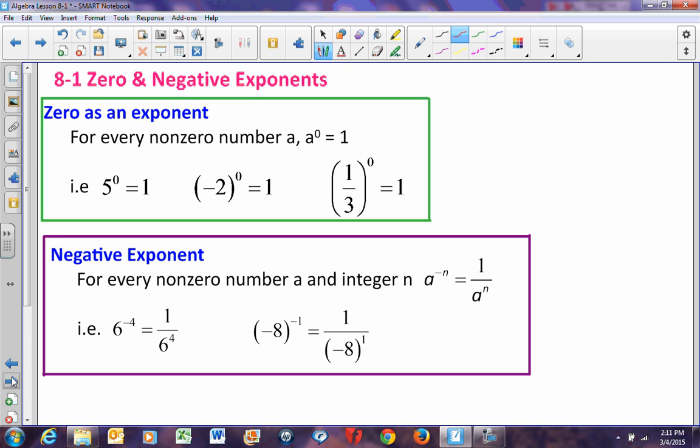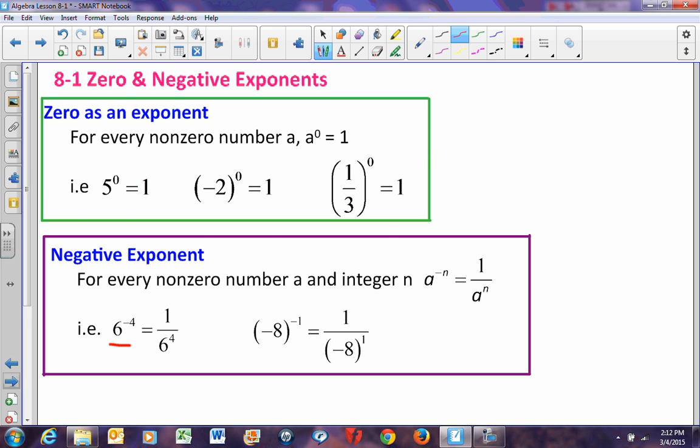And for negative exponents, for every non-zero number a and integer n, a to the negative n means if you take a number to a negative exponent, that's the same as having 1 over that number to a positive exponent. So here you have 6 to the negative fourth is the same as writing 1 over 6 to the fourth power. And to make that exponent positive, it has to move to the denominator, because that's how you tell somebody that something is getting smaller and make it a fraction.